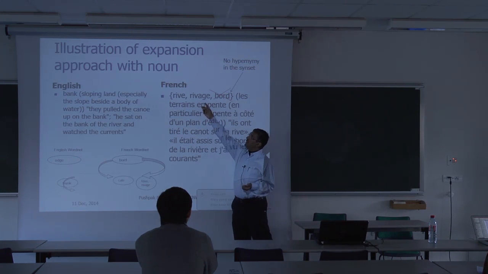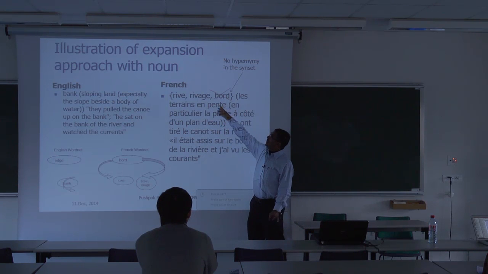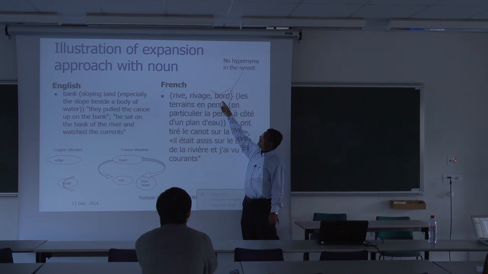If you say rive and rivage can never replace each other, then of course it is a wrong synset. But the common mistake that people make is introducing hypernymy and hyponymy, which should always be avoided.